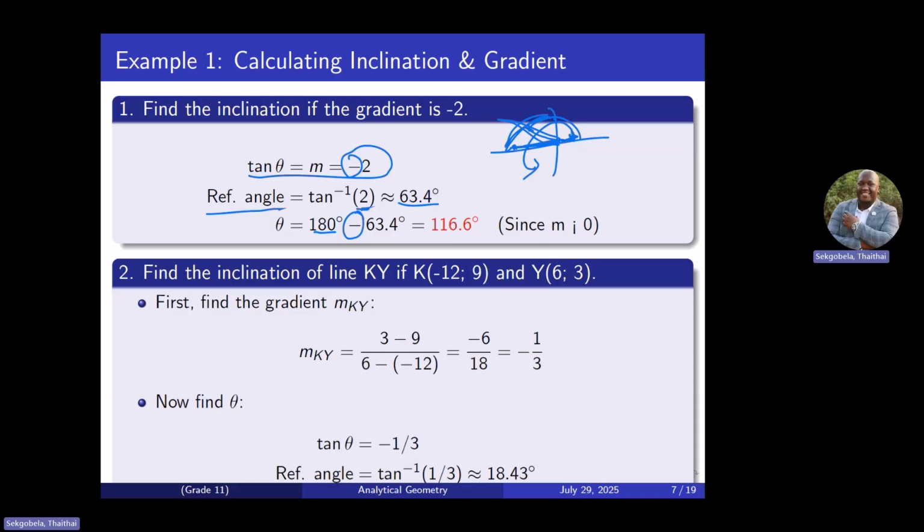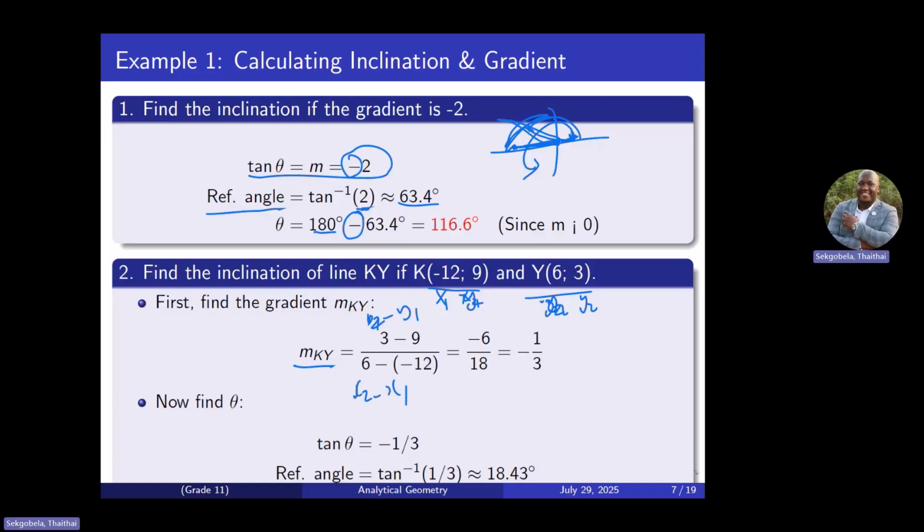Now in the second example, they are asking us to find the inclination of a line, where you are given 2 points. If you are given 2 points, this point and that point, you can find the gradient. This is x1, y1, and this is x2, y2. So we have these points. If this is y1, then y2 minus y1, anyhow you do it, as long as you don't mix the two, the answer will still be the same. And then we have x2 minus x1.